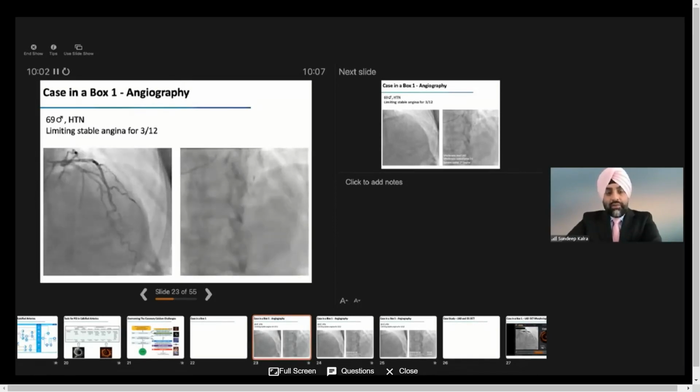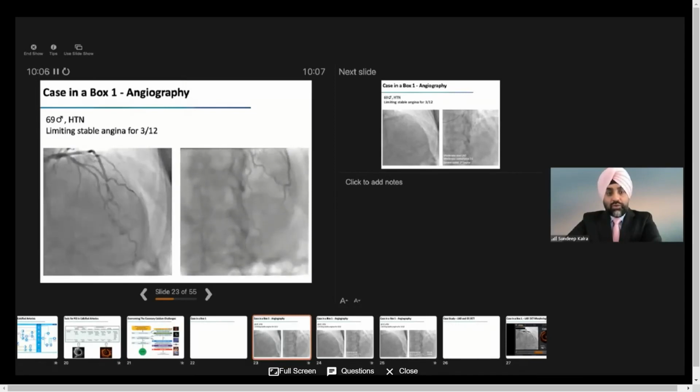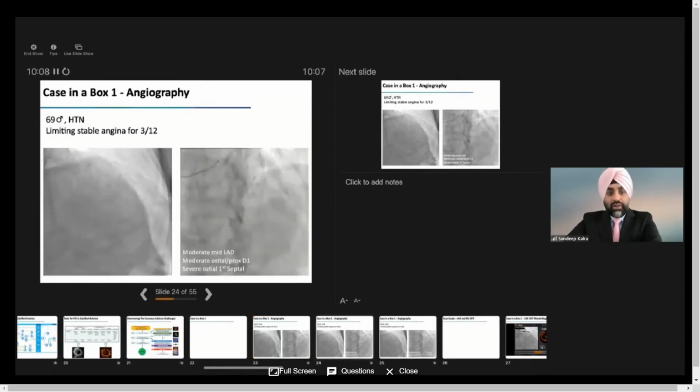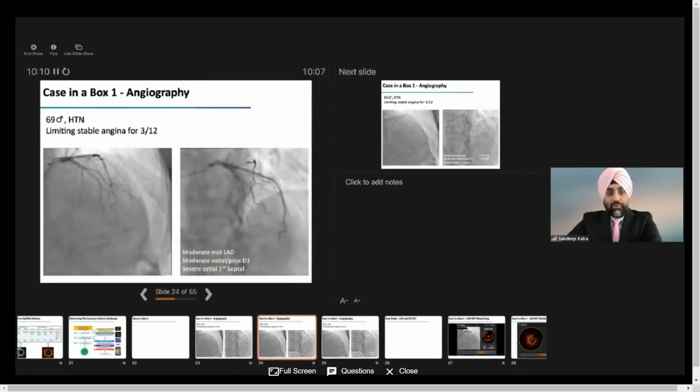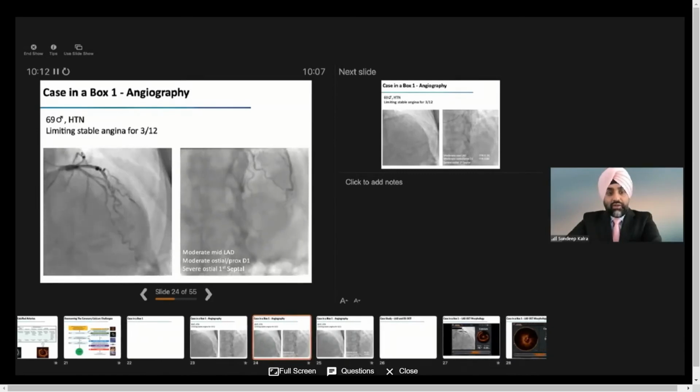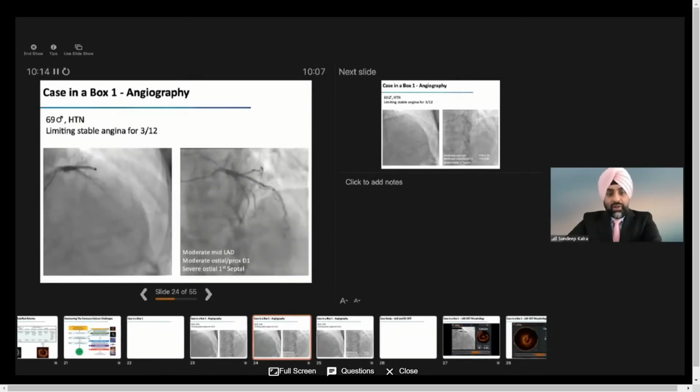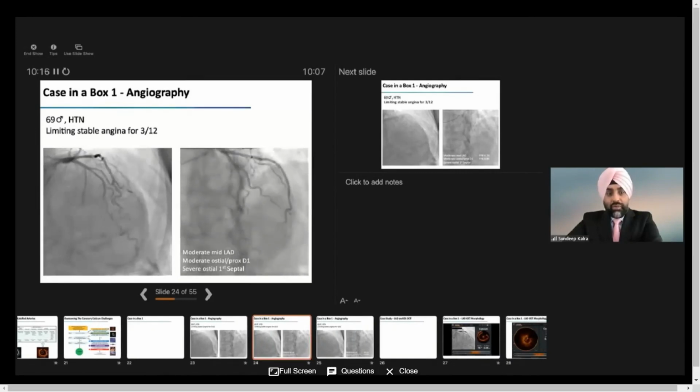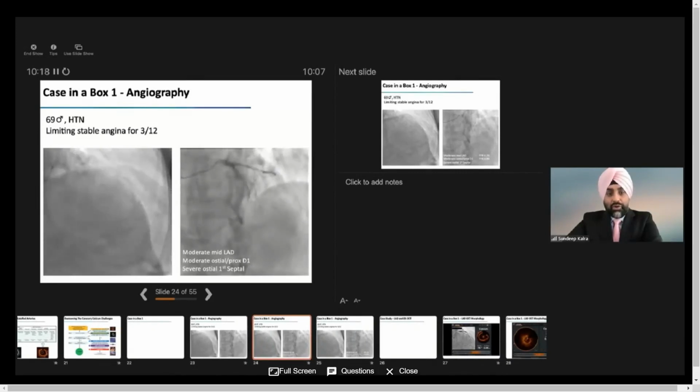Now, the angiogram is not terribly exciting here. It's not something that I immediately thought I would proceed to PCI with. So we can see that there's a moderate mid-LAD stenosis just after the departure of the first diagonal. There is disease in the ostium and proximal course of that first diagonal branch, and also there's a severe ostial stenosis of a large first septal branch.